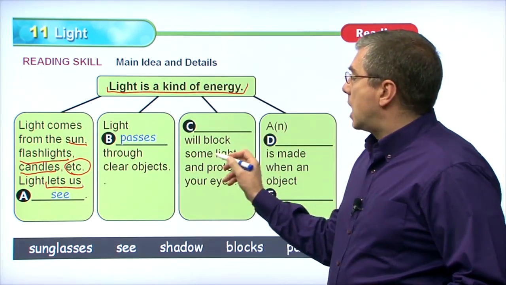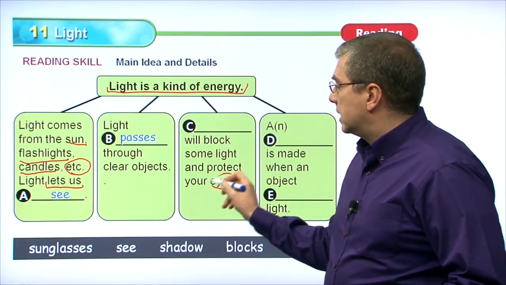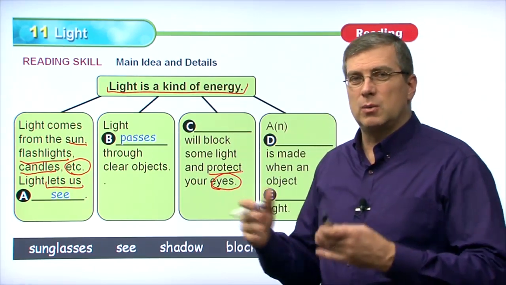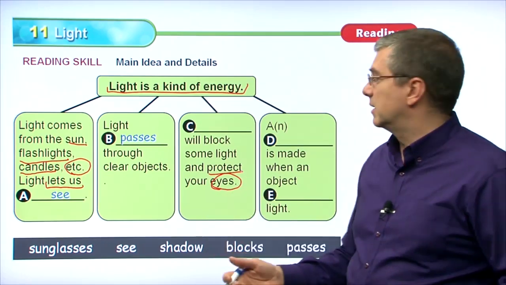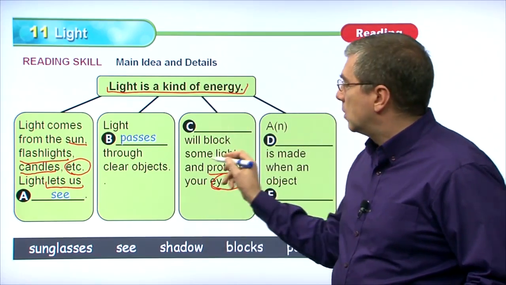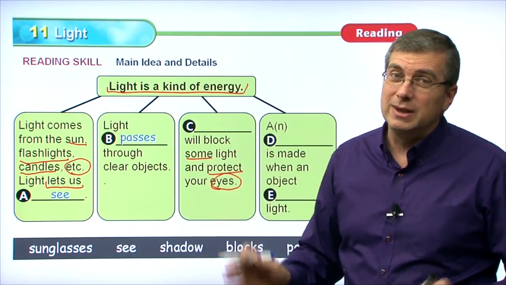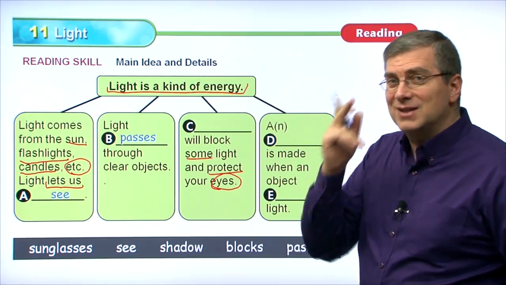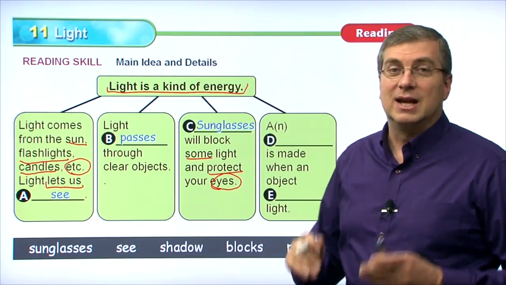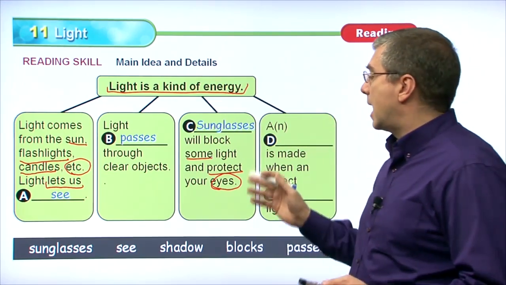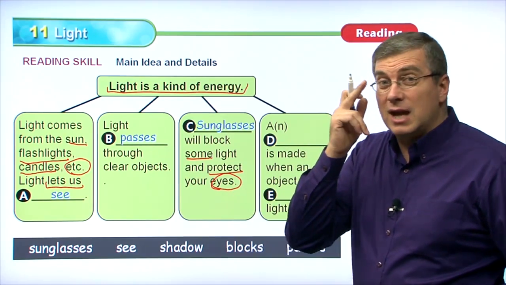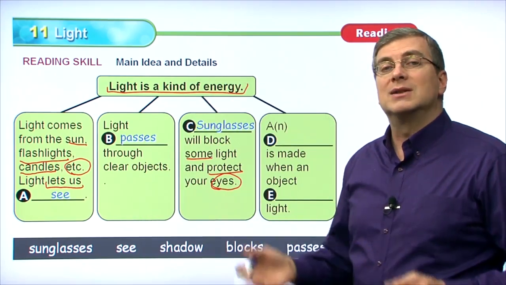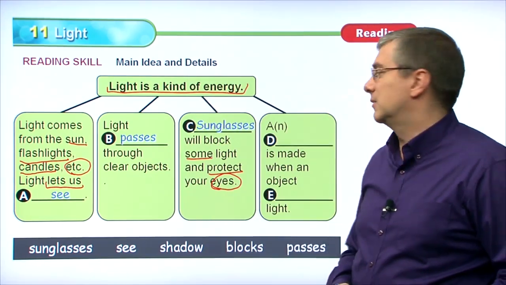Now, something will block some light and protect your eyes. If you want to protect your eyes, you want to be careful with your eyes, especially when you're outside and there's a lot of light. You can put something on your head that will block some light, not all the light, but some light. They will help protect your eyes. Of course, what kind of glasses are those? Those are sunglasses, a special kind of glasses that allow you to protect your eyes. These are not sunglasses. These are regular glasses. But if I go outside, I will put on sunglasses to protect my eyes.